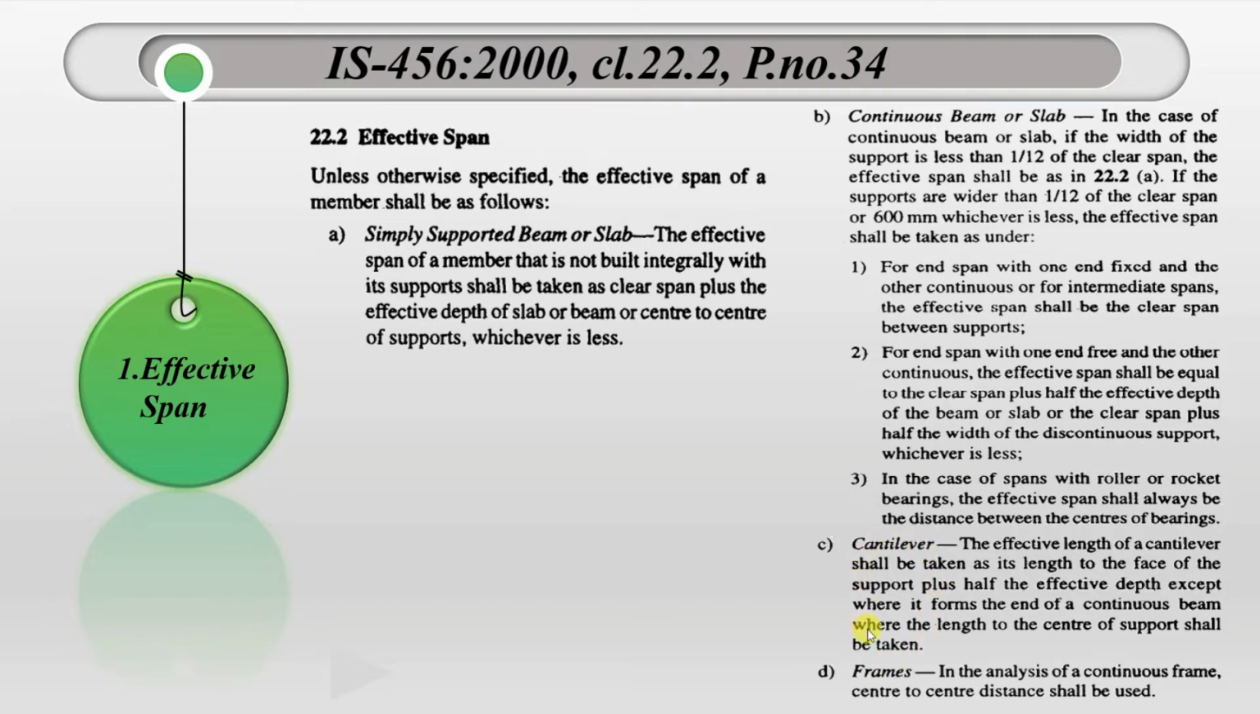So according to this criteria, we need to take the effective length of the cantilever slab while designing it. The other things are given for continuous slab and simply supported slab. That also you can consider whenever you are doing the design of that particular slab. Here our major concern is about cantilever slab. So this is how you need to consider the effective length of the cantilever slab.